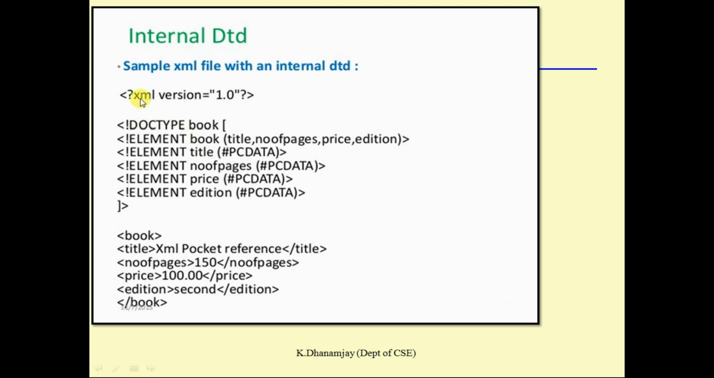So here I can use XML version equal to 1.0, which indicates that the XML version used is 1.0, and then you have to specify the doctype, that is book. You have to call the root element, and for that book you have to refer to the different conditional specification or content model. You have to refer to all the elements: title, number of pages, price, and edition. For a title we refer to PCDATA, a type of data, that is parsed character data, and all the elements I specified here come under parsed character data.